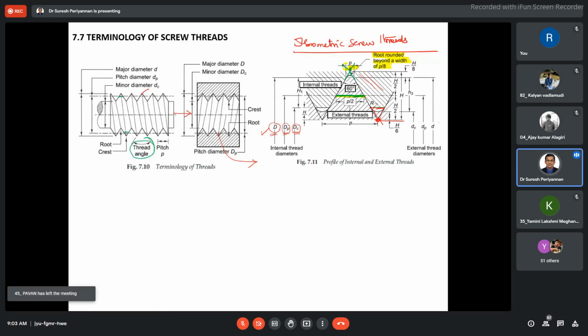Now, in this region, we should follow the design consideration. When we are designing the internal threads and external threads, we should follow this. The height is h. Similarly, with respect to the flattened region, this is the internal thread curved region. If we are following a curved region, then this is small h. This is h3, the curved region.